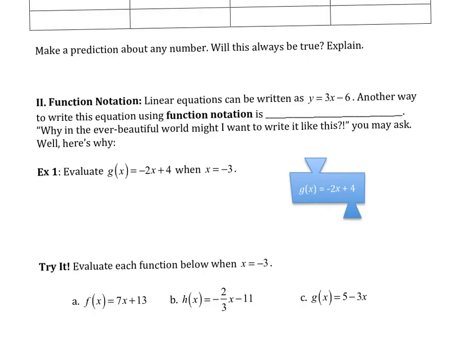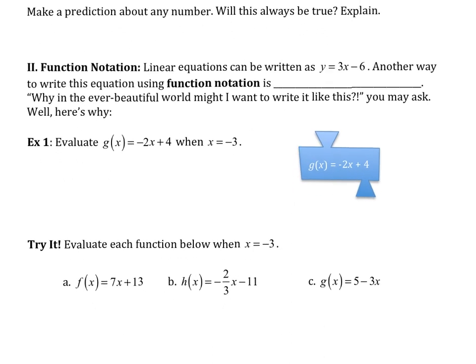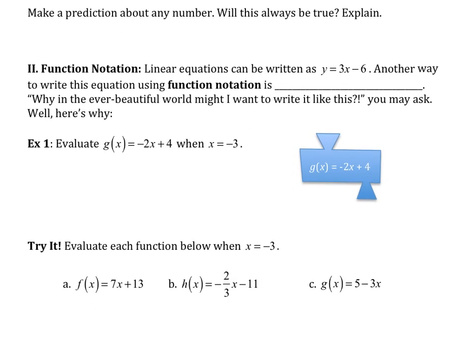After you've done that, our first order of business is to introduce you to a brand new notation. This is called function notation. Linear equations can be written as, we say, y equals 3x minus 6. But another way to write this equation is using function notation. We give the function a name, for example, f of x. And instead of writing y, we write that: f of x equals 3x minus 6.